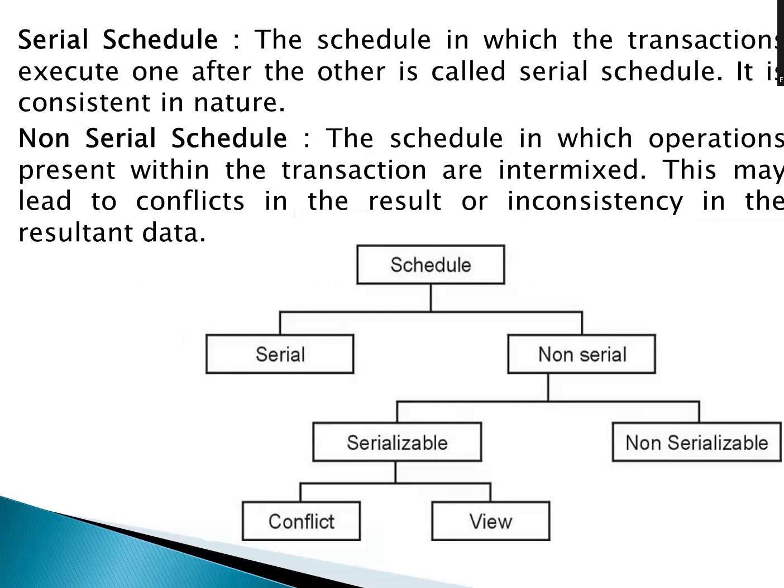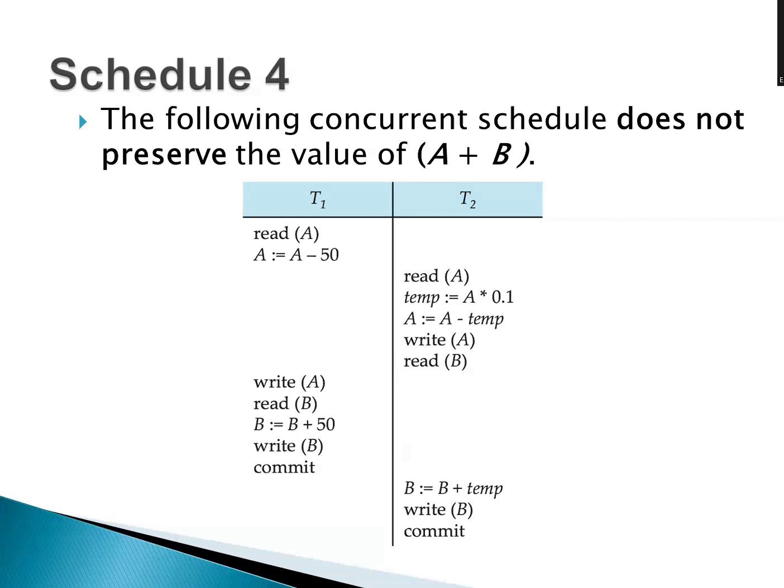To achieve isolation in concurrent schedules and prevent inconsistencies, database systems employ concurrency control schemes. These are the mechanisms to control the interaction among the concurrent transactions in order to prevent them from destroying the consistency of the database.